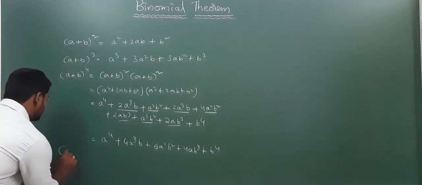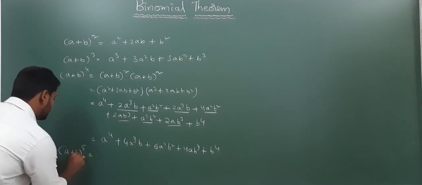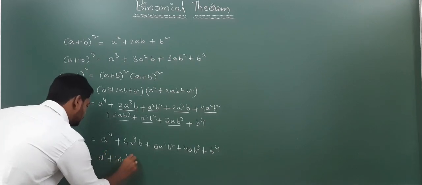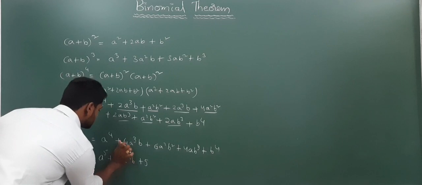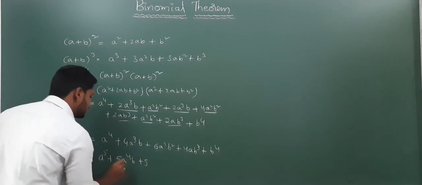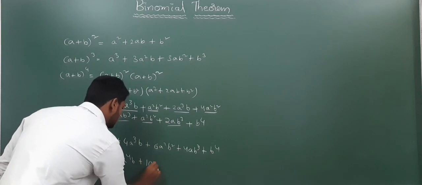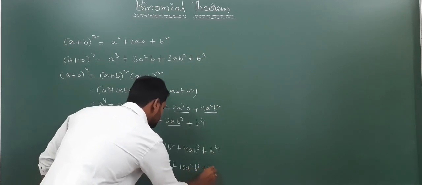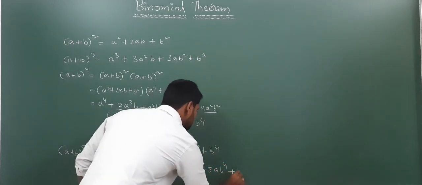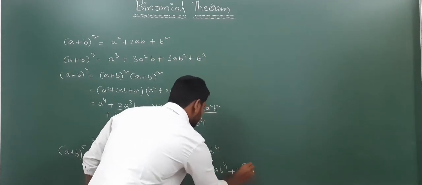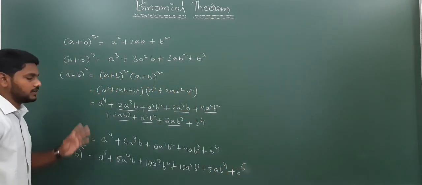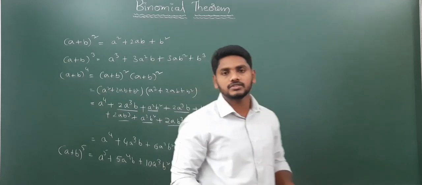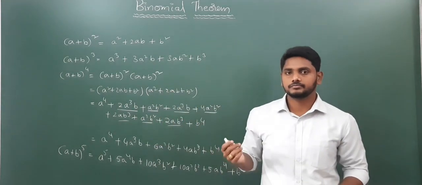I will write the (a plus b) whole power 5 formula also. See carefully. This is a power 5 plus 5a power 4 b plus 10a cube b square plus 10a square b cube plus 5ab power 4 plus b power 5. So this is the formula of (a plus b) whole power 5. Not only up to (a plus b) whole power 5, I will write (a plus b) whole power 6, (a plus b) whole power 7. So those are formulas in our mind.